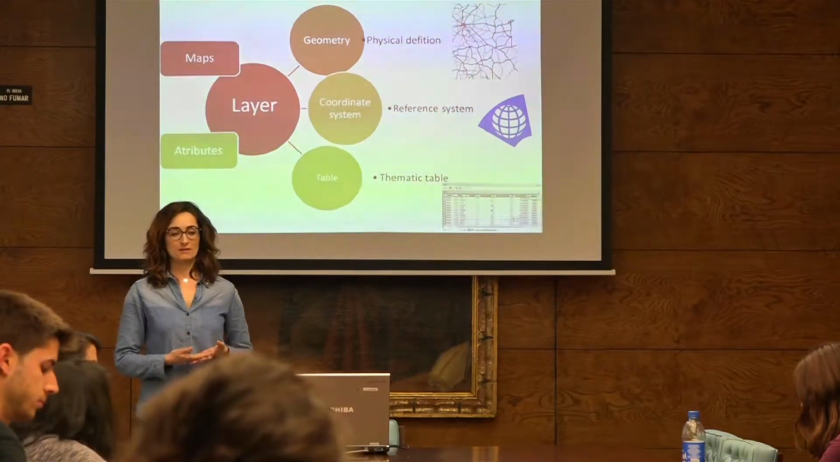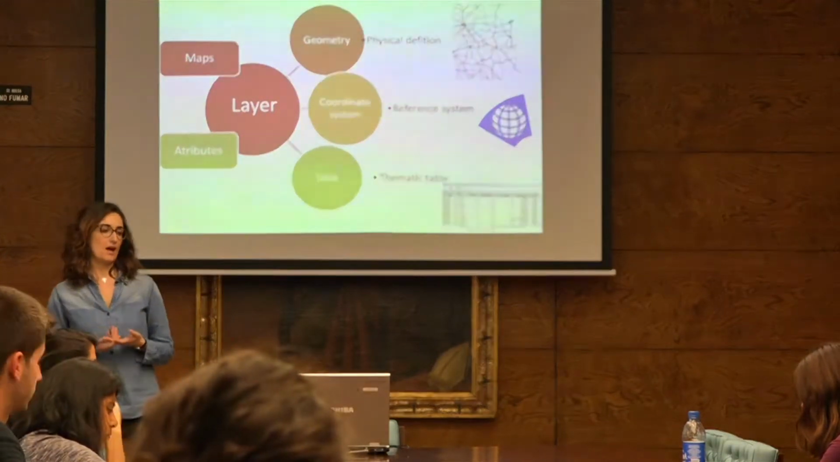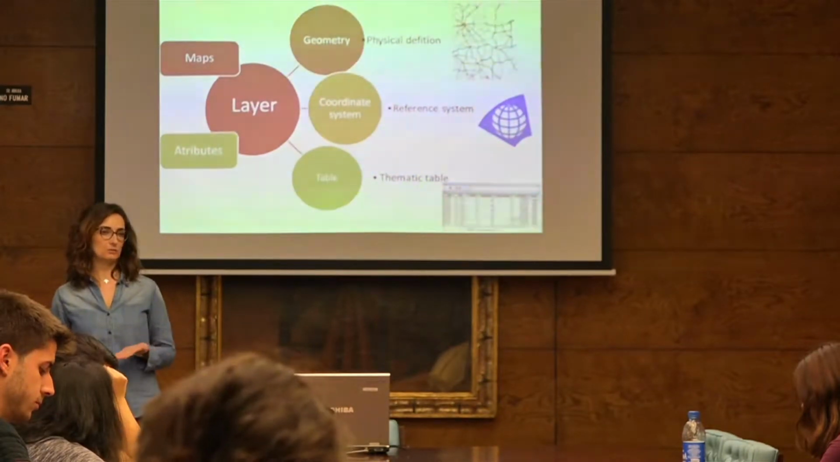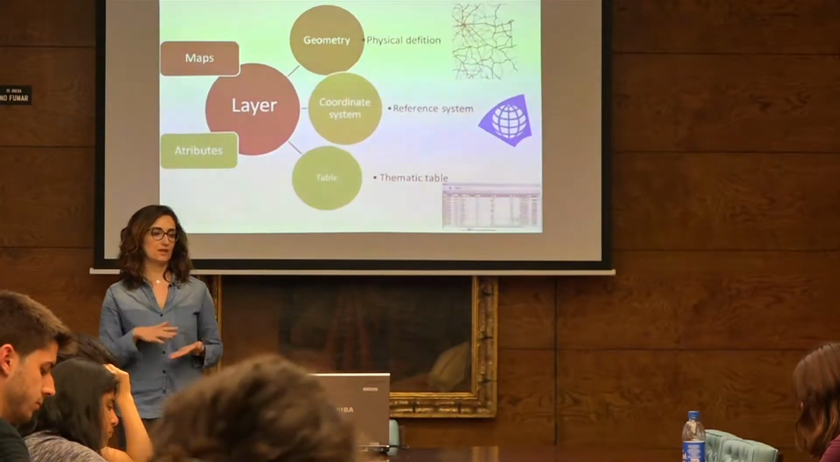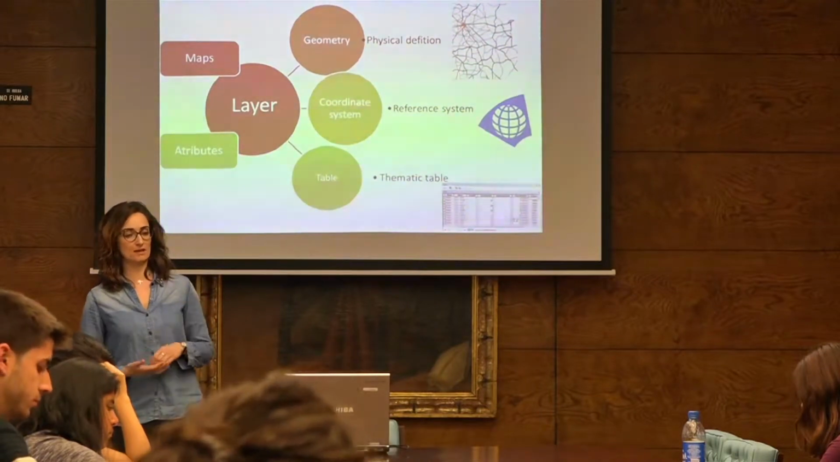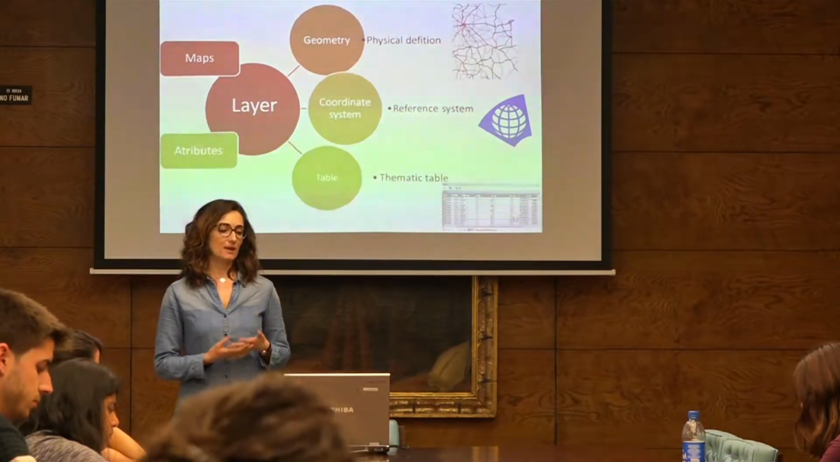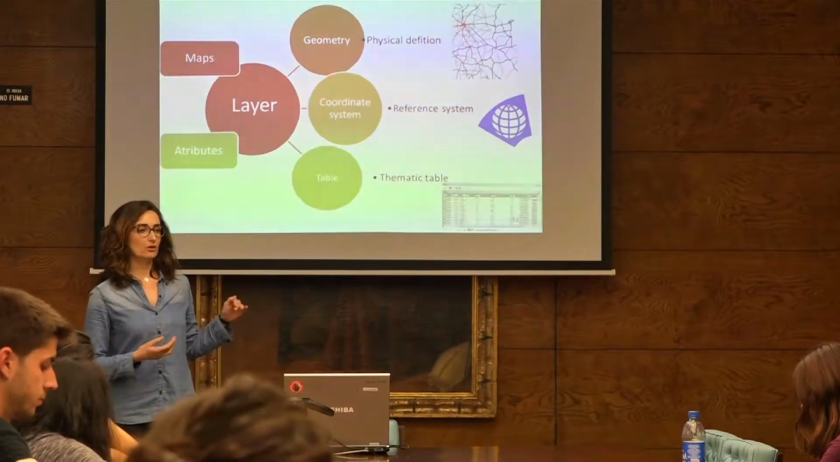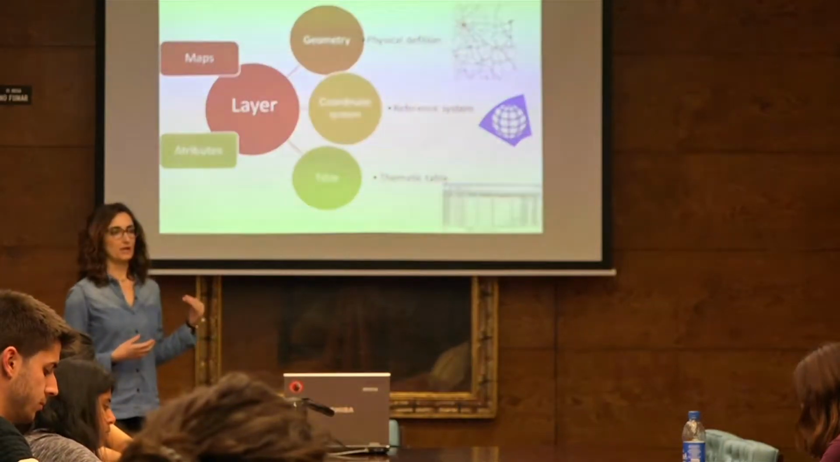And we have a coordinate system because maps are a representation of reality. So we need a coordinate system to represent these elements in scale. And we have a thematic table where we store all the attributes of our elements in the map.